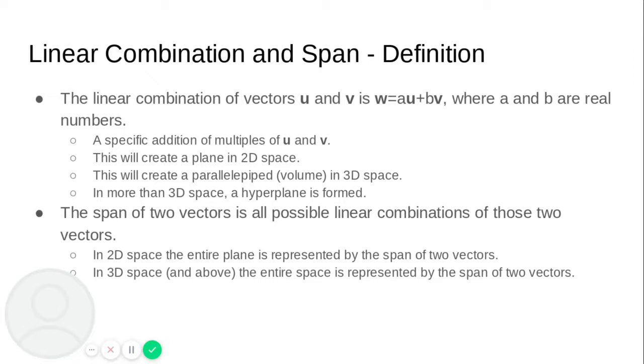In 2D space, this will create a plane, and in 3D space, it will create a parallelepiped. And in more than 3D space, we just call it a hyperplane. So hyperplane is formed as a result of the linear combination of two vectors. The span of two vectors is all possible linear combinations of these two vectors. So in both 2D and 3D space, the entire space is represented by the span of the two vectors.